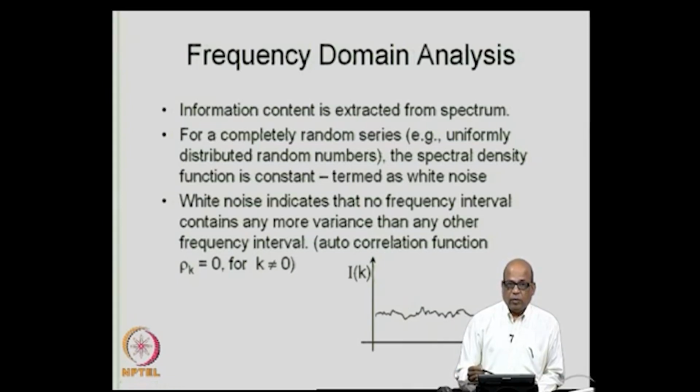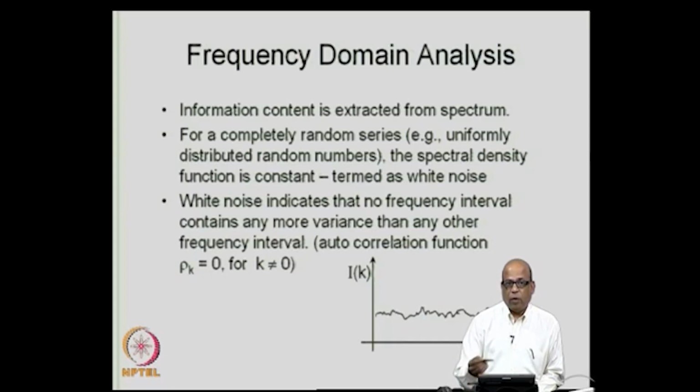What does this mean? This means that the variance is rather uniformly spread. There is no particular frequency band which has more variance content than any other band. Such processes are called white noise in spectral analysis. So, white noise indicates that no frequency interval contains any more variance than any other frequency interval.